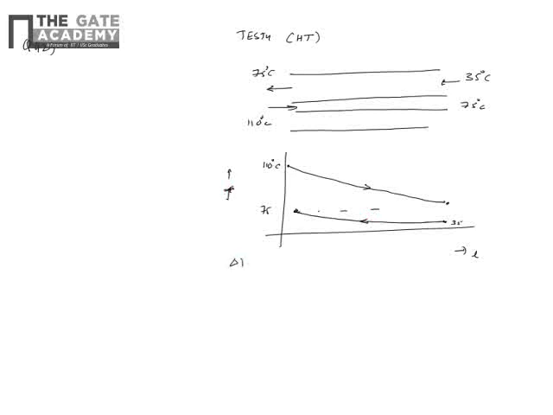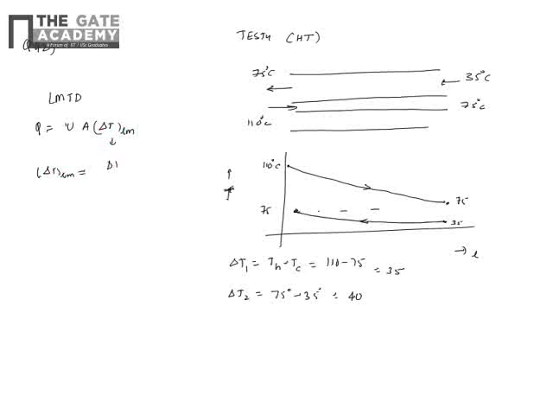Now delta T1, that is the difference between hotter and colder at one end, is 110 minus 75, which is 35. Delta T2 is the difference in temperature at the other outlet, so 75 minus 35, which is 40. The heat transfer from the LMTD approach, log mean temperature difference, is given in terms of overall transfer UA delta TLM. This delta TLM is written as delta T1 minus delta T2 by log of the ratio delta T1 by delta T2.